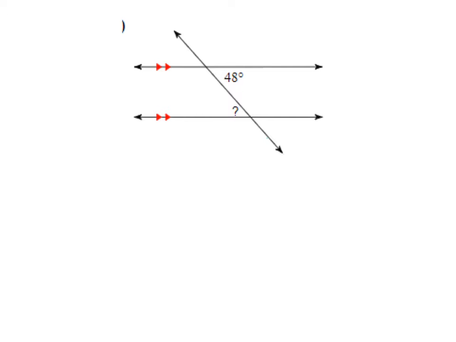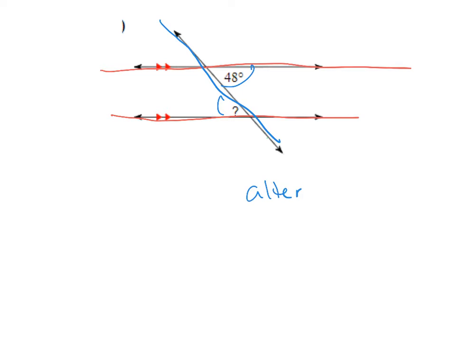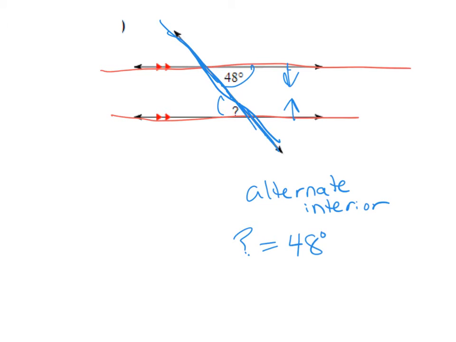Okay, hit pause again and figure out what the angle relationship is between the 48 and the question mark, and tell me what the question mark is. Hit pause. They're alternate interior angles because they're on opposite sides of my transversal. They're interior because they're both inside my parallel lines. And I know alternate interior angles are congruent, so my question mark is 48 degrees.